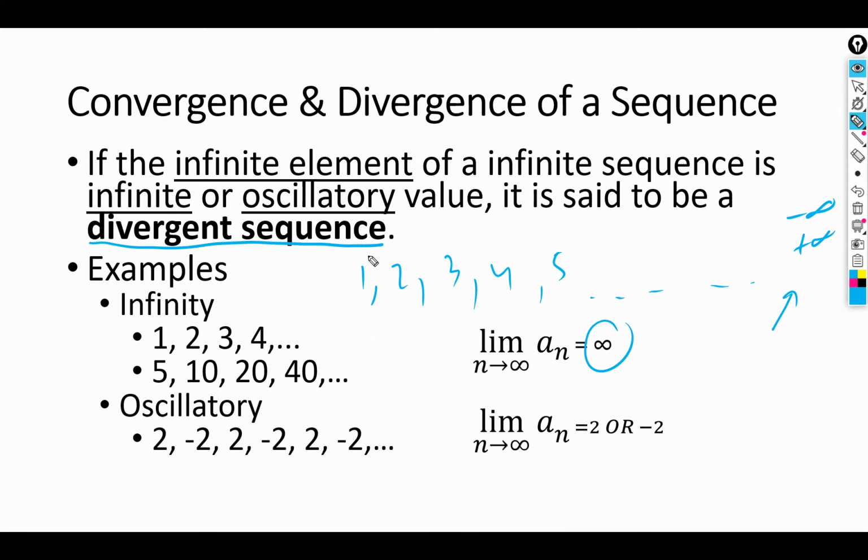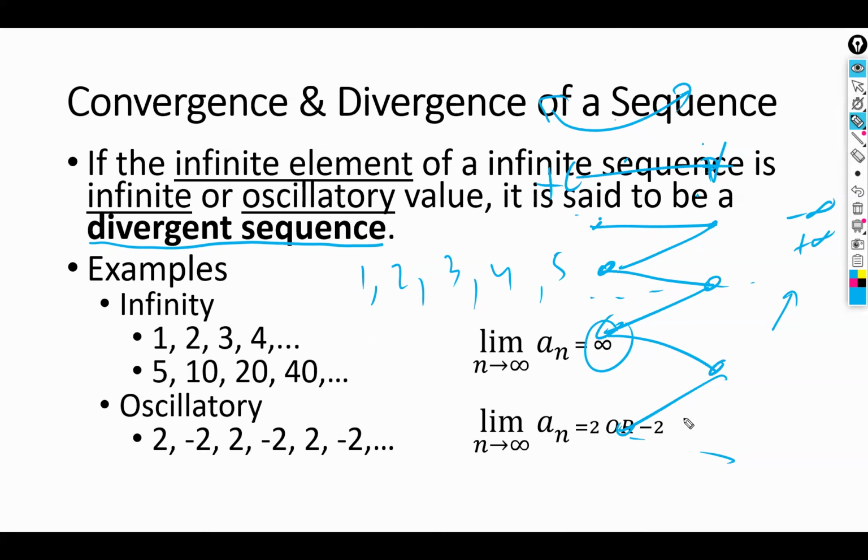Case 2 is that your sequence is oscillatory. That means it goes to this value, comes back to that value, then again goes to this value and comes back to that, again and again. So again we say it's divergent. Those are the two possibilities.